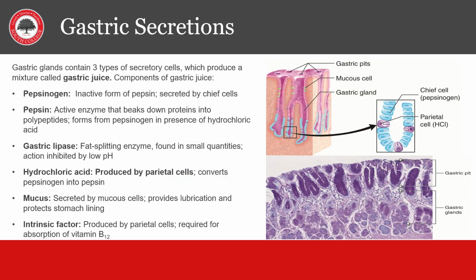You may have asked yourself, what all does the stomach secrete anyway? If you have, then you are a very studious student preparing for that next exam, or you're just a very curious person. There are three types of secretory cells that make the gastric juice.